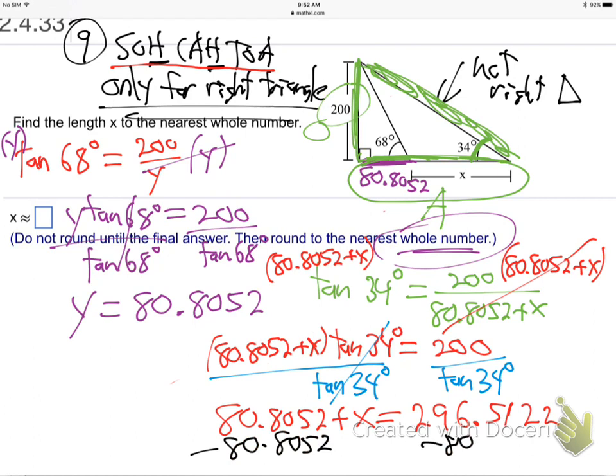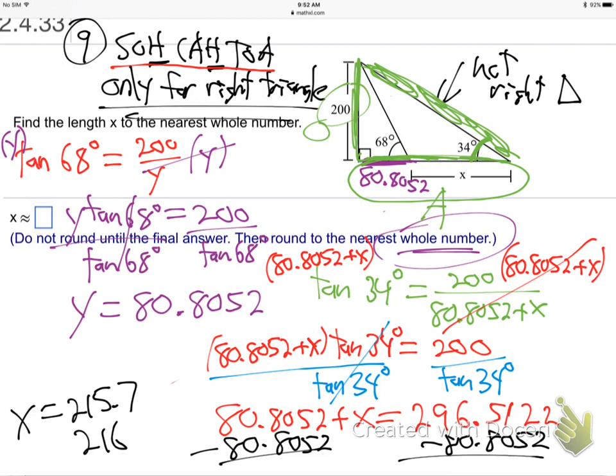So subtract that 80.8052 from both sides, and whatever that is, minus 80.8052. And I'm getting 215.7. They want me to round to a whole number: 216. There we go. That was a rough one.